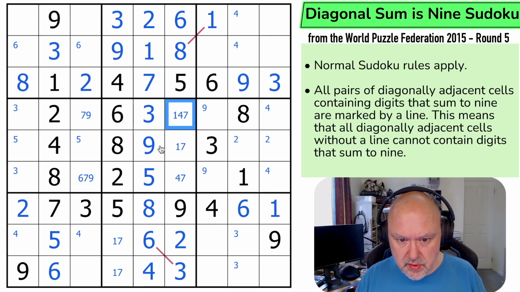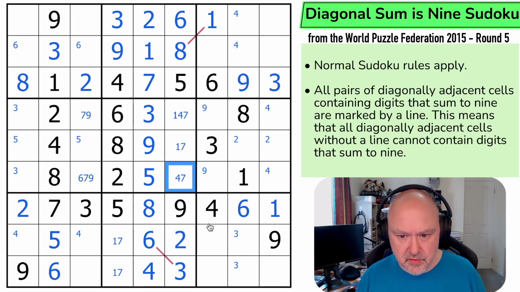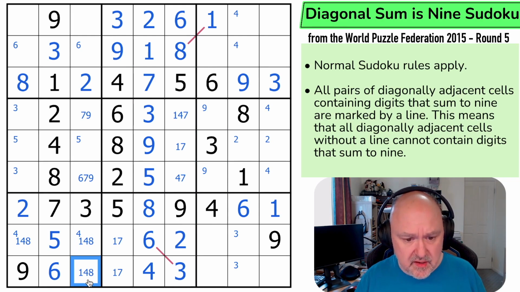4 can't go diagonally next to 5, so that couldn't be a 4. 7 can't go diagonally next to 2. I'm not seeing any 2s. And 1 can't go diagonally next to 8, which I've already removed. So that's not helping me. But something will. This triple, 1, 4, 8. Oh, this can't be a 4.